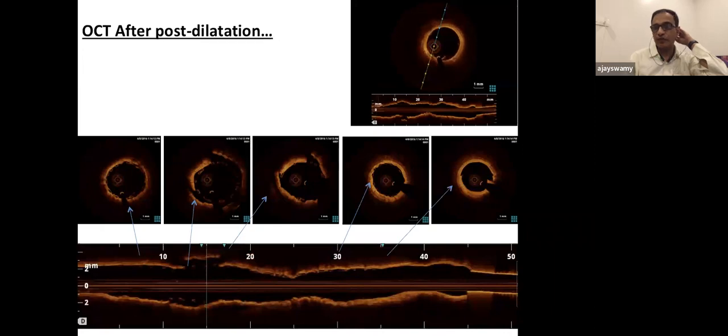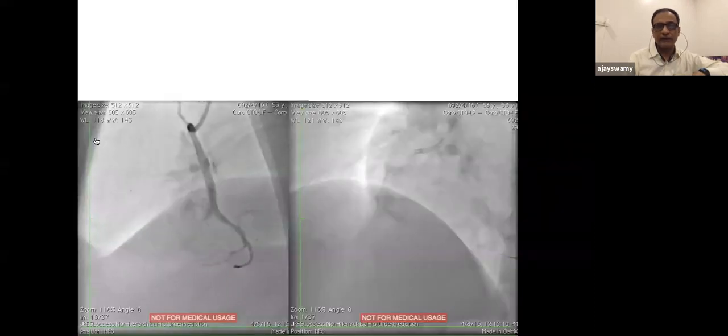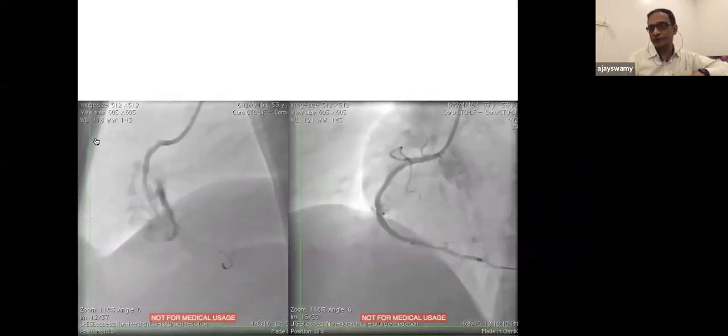We thought we'll post-dilate the vessel a little more and went in with a bigger balloon and post-dilated with 4. And we realized that we'll actually worsen the situation because the separation became even more. And that you can see in the second image from the left side of your screen. You can see the separation has become more. And when we took the angiogram, this is what we found.